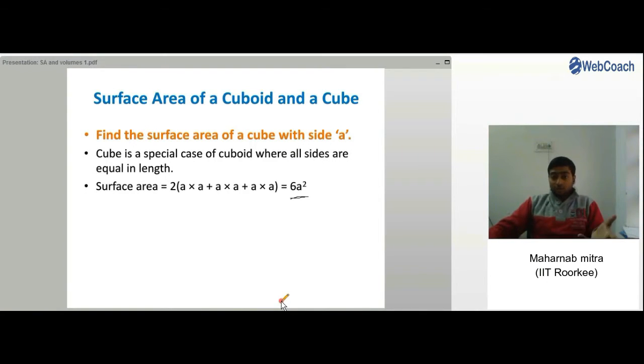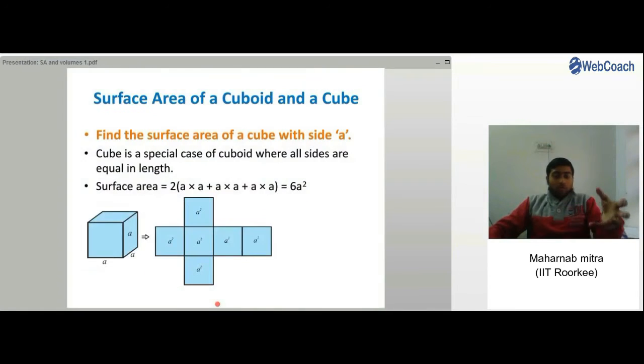Now we can interpret this answer in other ways also, like if we have a cube, like we had done in the case of a cuboid, if we had started building the cube, we would have got a shape like this, right? This was the top, this was the base, and these were all the sides, right? Now, as all the sides are A, the areas of all the faces will be the same, A squared, right?